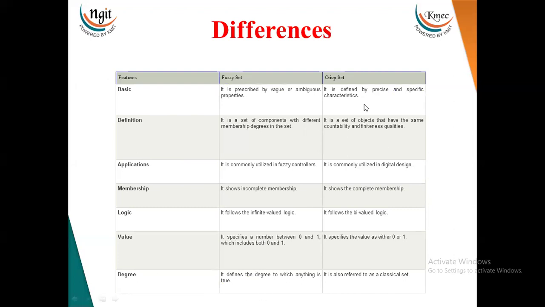Coming to the next one, the fuzzy set defines the degree of each and every value. That is the membership value. Whereas the crisp set does not have any membership value. It just has the classical set.